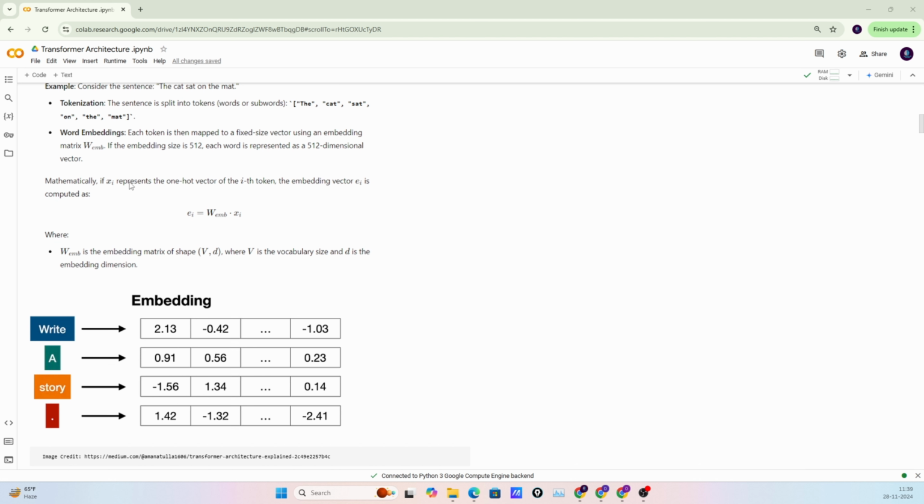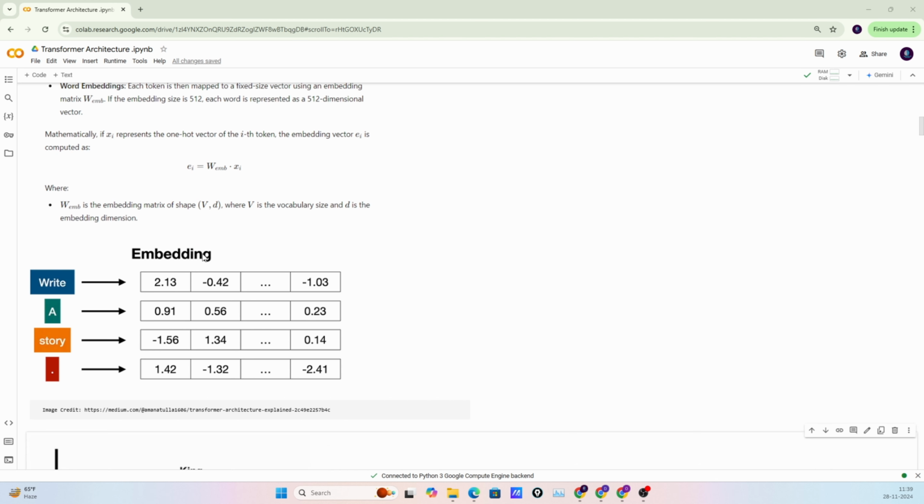So let me go back here. Embedding basically represents each word. We take the example from the previous image, this sentence: write a story. Every word is converted into a multi-dimensional vector. For example, if the dimension is 512, this is the dimension size. So each word has a separate 512-dimension vector, and this is the numerical representation of our word with semantic information. So this is the high level overview of our word embedding.